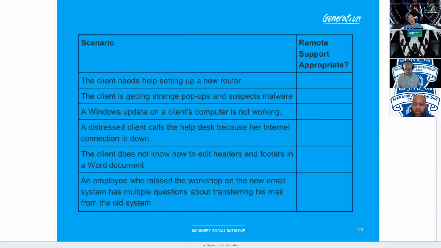In a new router, we need to identify here if they have a network we mentioned before or not. In this case, if it is a new router, then it's not on a network. Therefore, it would not be appropriate to be able to connect. The next one was the client is getting strange pop-ups and suspects malware.